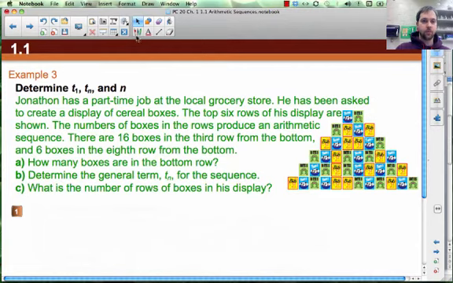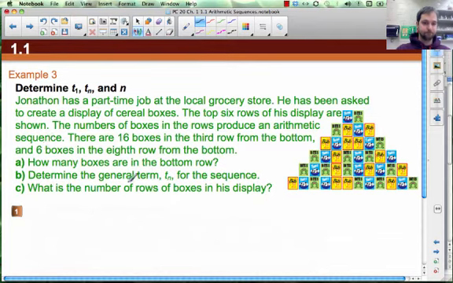One last example before we're done. Determining T1, Tn, and n. Jonathan has a part-time job at the local grocery store. He has been asked to create a display of cereal boxes. The top 6 rows of his display are shown. The number of boxes in the rows produce an arithmetic sequence. There's 16 boxes in the 3rd row from the bottom and 6 boxes in the 8th row from the bottom. How many boxes are in the bottom row?